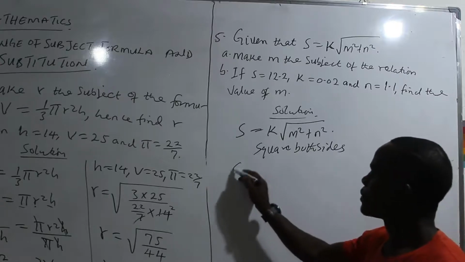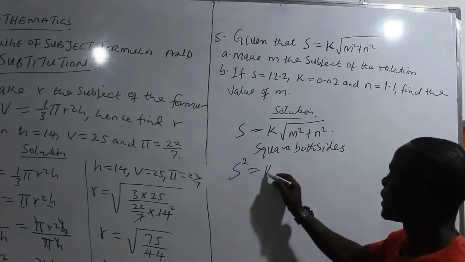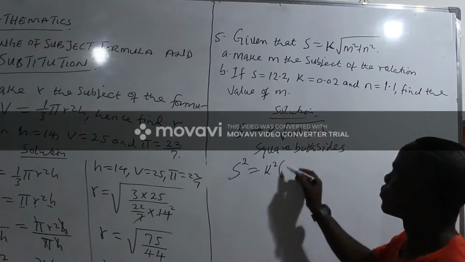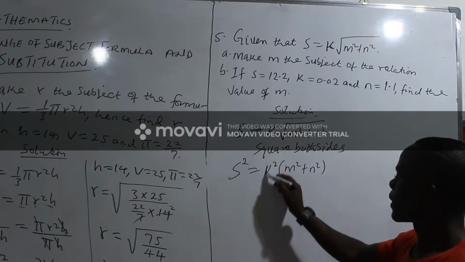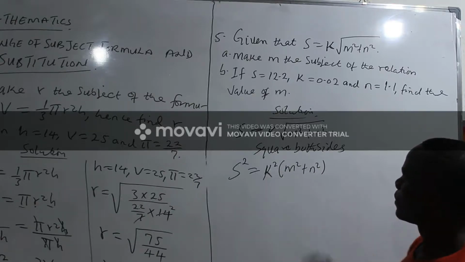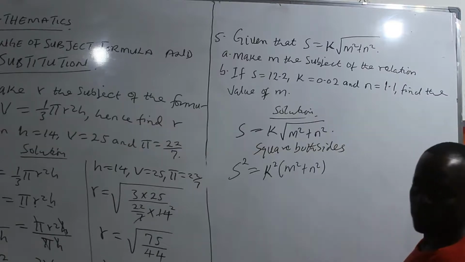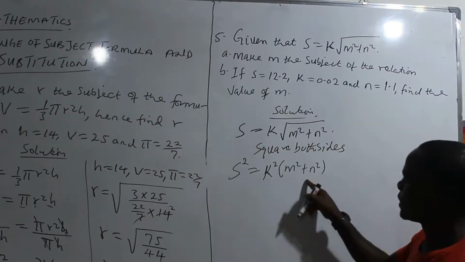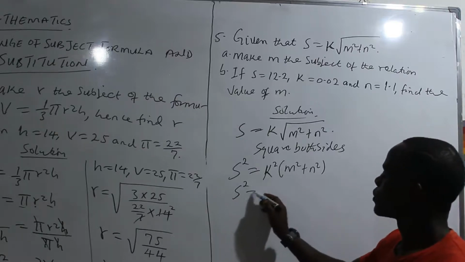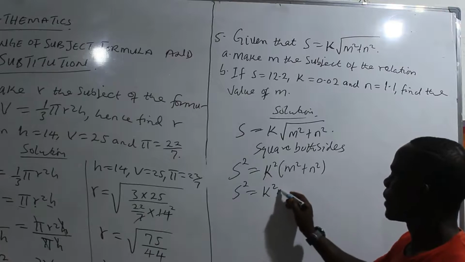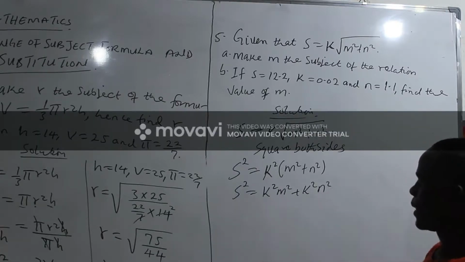So we are going to have S squared is equal to, when you square this side, the K will be squared, and then this root will go. Okay? Now, our thinking is to make M the subject. So we are going to expand this bracket. Okay? So we have S squared is equal to K squared M squared plus K squared N squared.